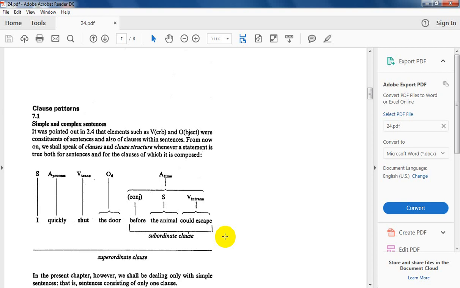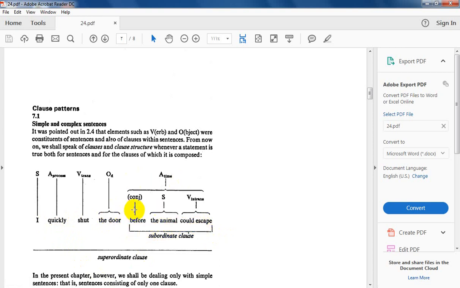Since we have discussed the beginning material, we are going to go through it quickly. First of all, we need to say what clause patterns, simple and complex sentences are. We all know the difference between a simple and a complex sentence. Let us see this sentence: I quickly shut the door before the animal could escape.